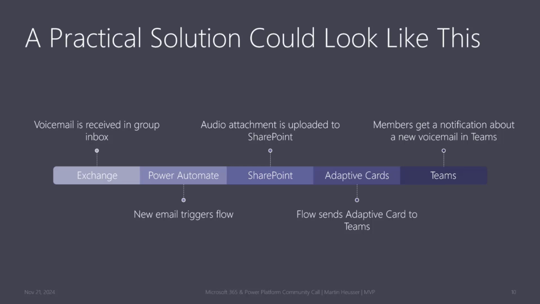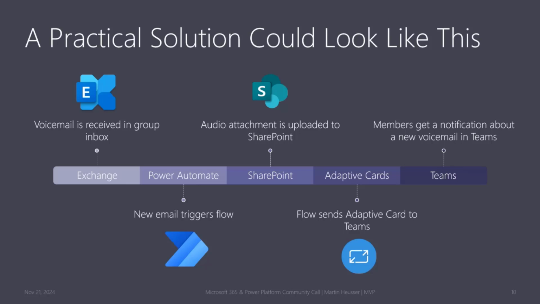So we have the voicemail, which is received as an email in an Exchange Online or the group mailbox. And then we can use a Power Automate flow to trigger when a new email arrives in that mailbox. We can extract the MP3 attachment, which contains the voicemail message, and upload it to SharePoint. And then we can send an adaptive card with the media embedded directly into the card to a Teams channel, and then everybody will just get a notification in Teams.